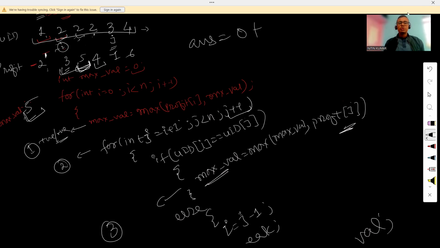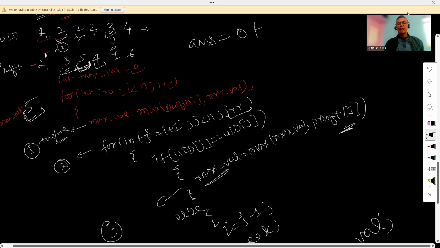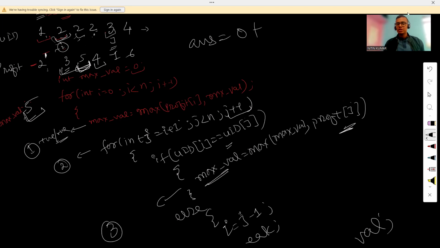What happens here? When j goes to this index, the unique ID of this index is 3, and the unique ID of i is 2. So this condition hasn't matched. Now we go to the else part, and here you can see our i is reassigned to what?